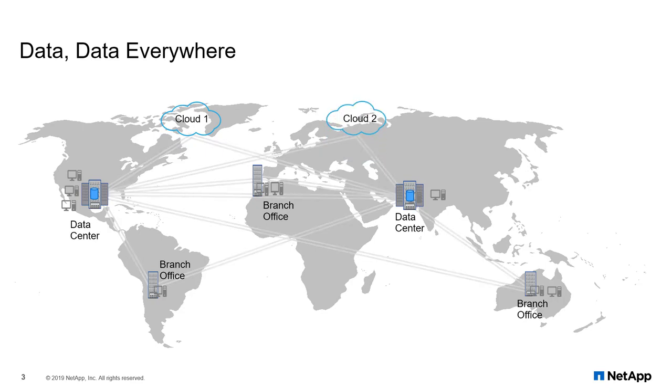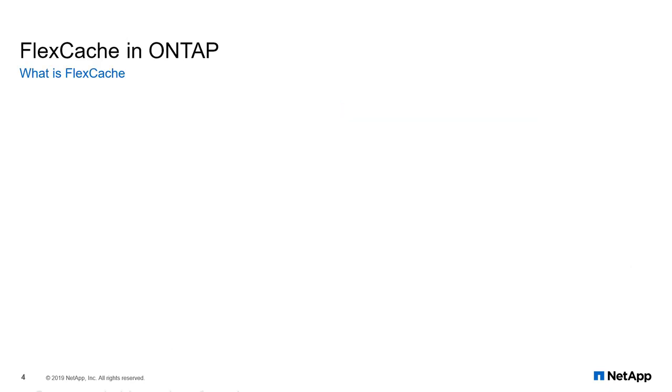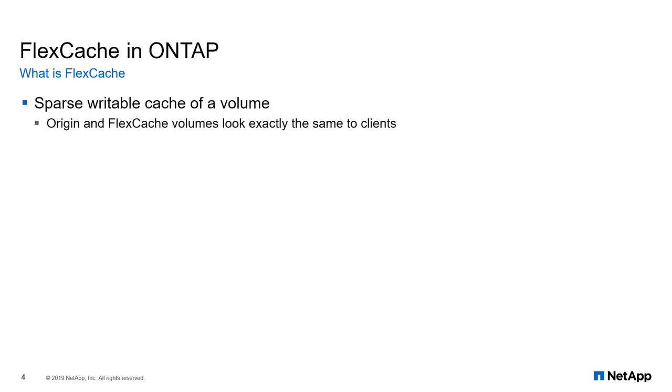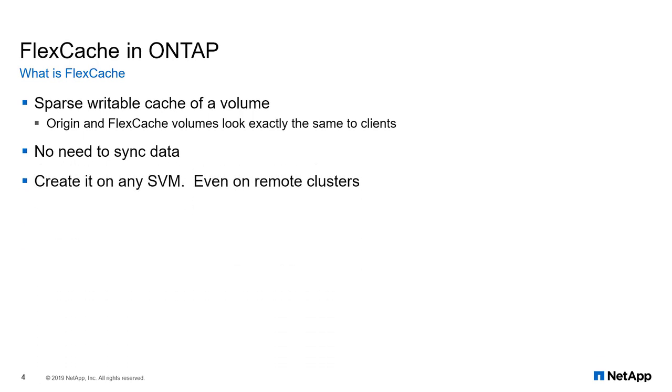FlexCache is a data technology that can solve the challenges of the data silos and management issues brought by this growth and evolution. What it does is extend the reach of a single data container or volume to any instance of ONTAP by creating a sparse writable cache volume with links back to the origin. You're essentially creating a replica volume without the need to worry about syncing, the need for data protection, or any other management needs since they are already sorted out at the origin volume.